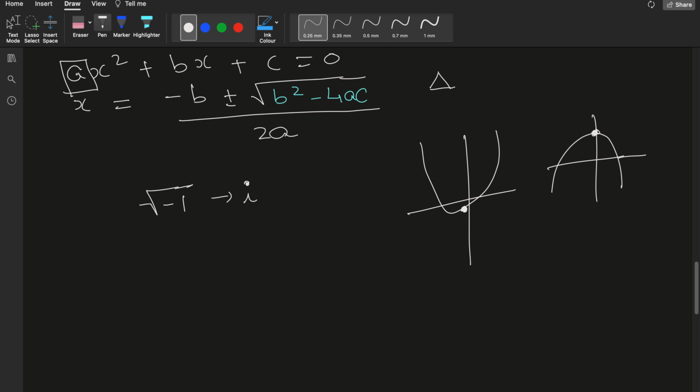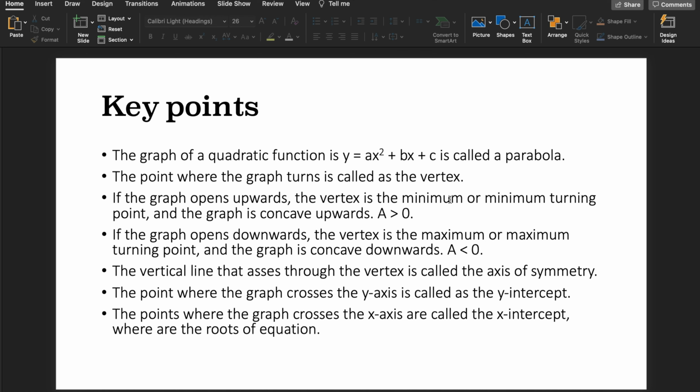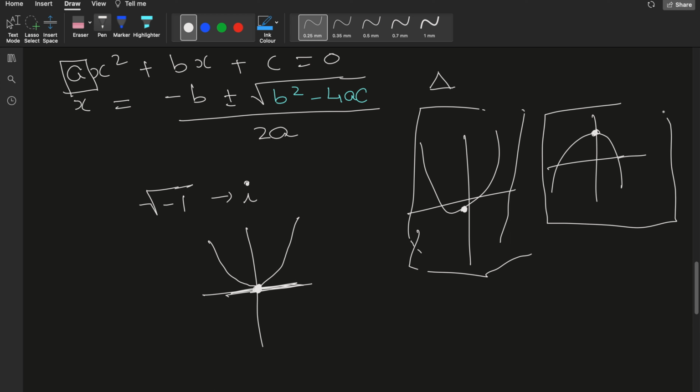If this value is positive, then it's going to look something like this. It's going to be upward opening, also known as concave upwards, and the vertex will be the minimum point, because as we can clearly see, I'll draw a better graph here. As we can see, this is the bottom point. There is nothing below this, so therefore it would be the minimum point. So if a is less than 0, meaning it is negative, it will look something like this, and the vertex will be a maximum point.